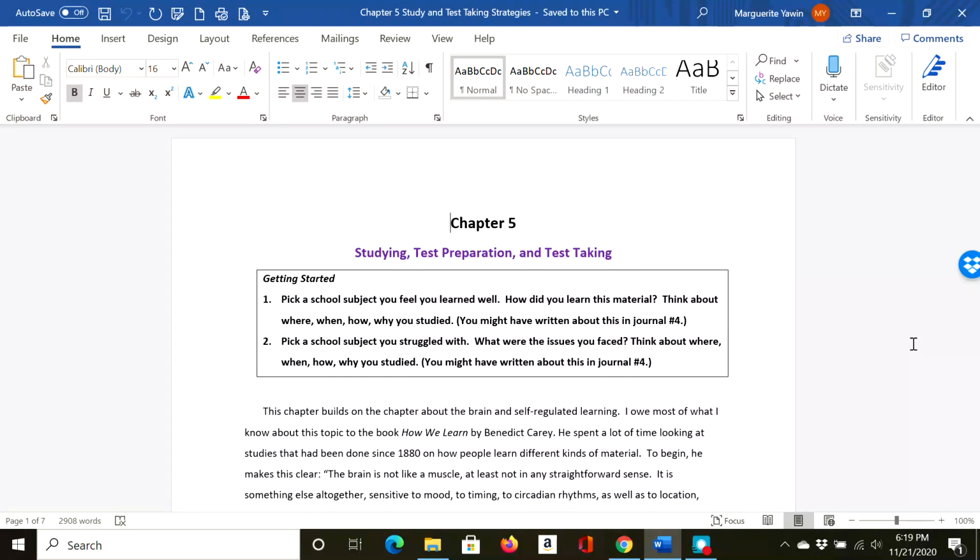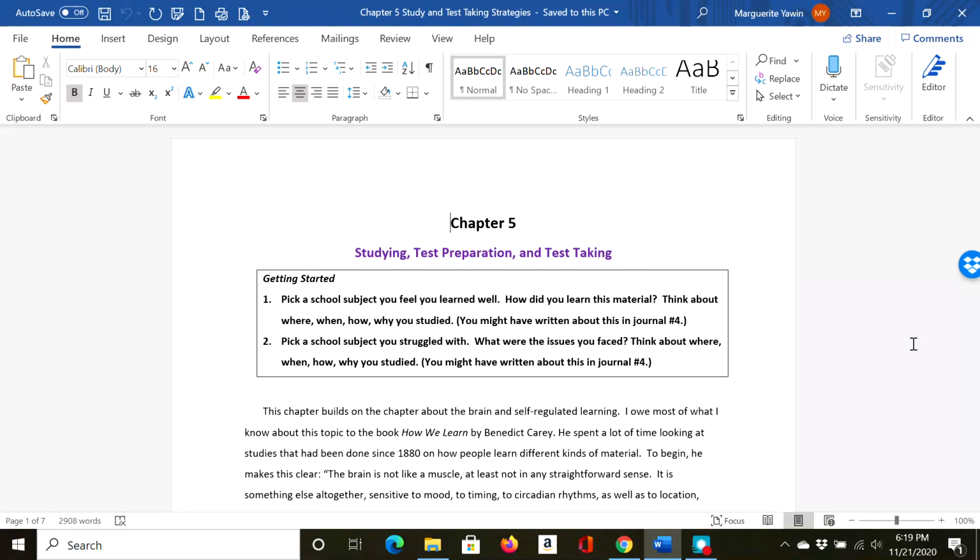But what I want to do in Chapter 5 is take a look at, okay, so you know how you can self-regulate, how you can say to yourself, did I understand this? Was I focused on this? What can I do differently?